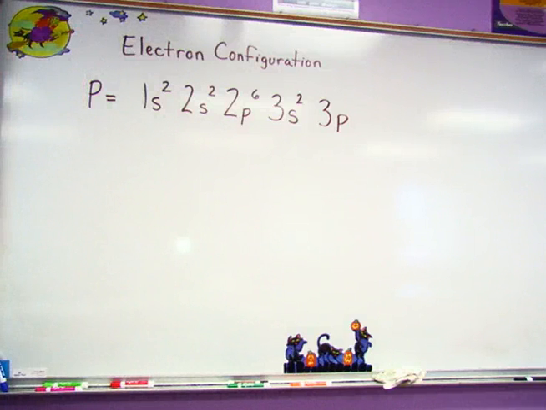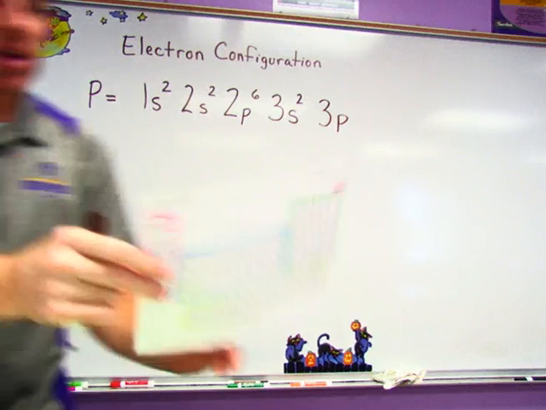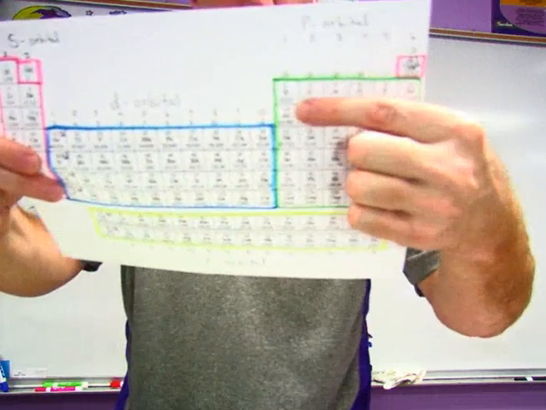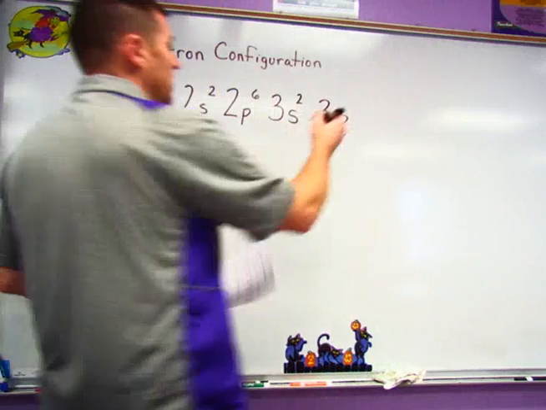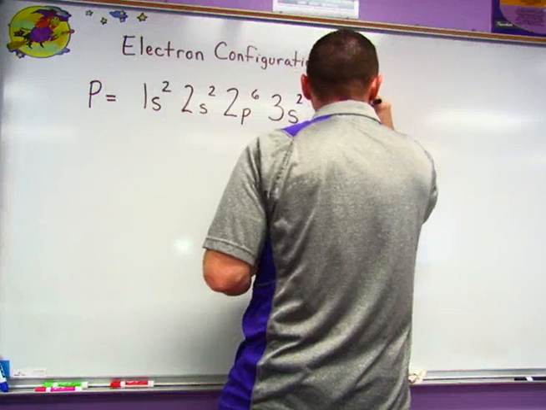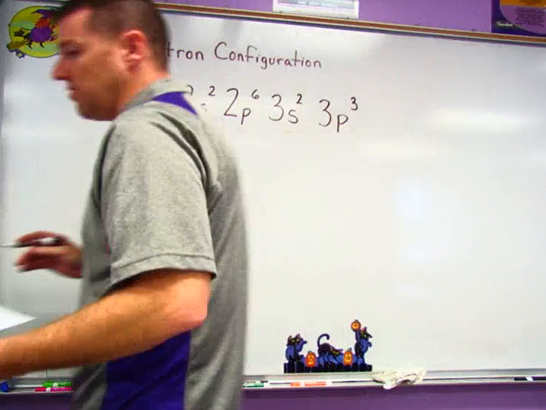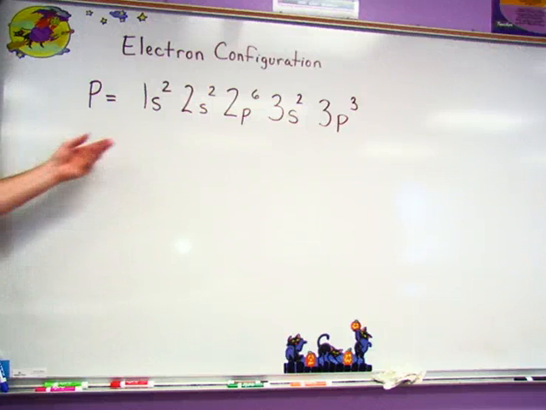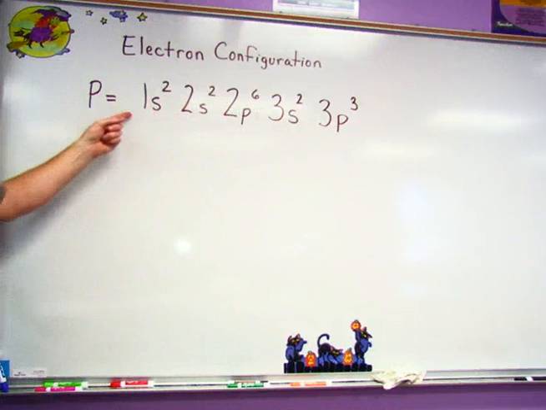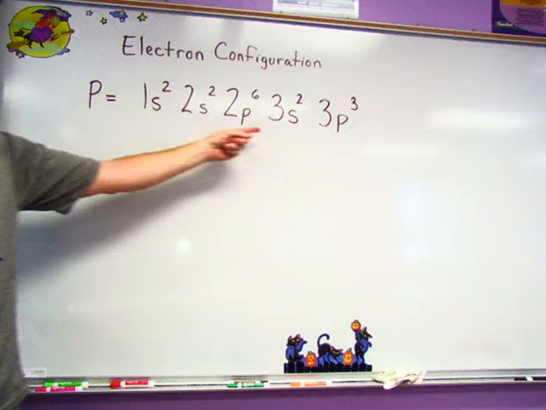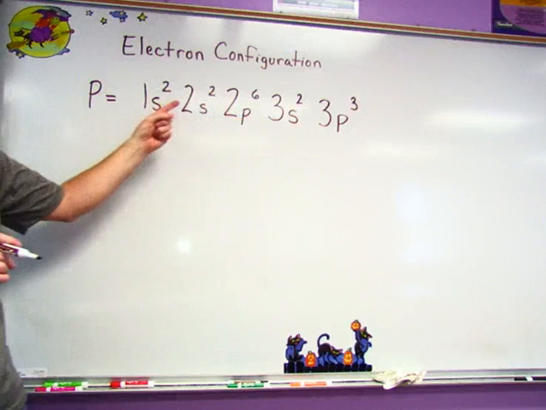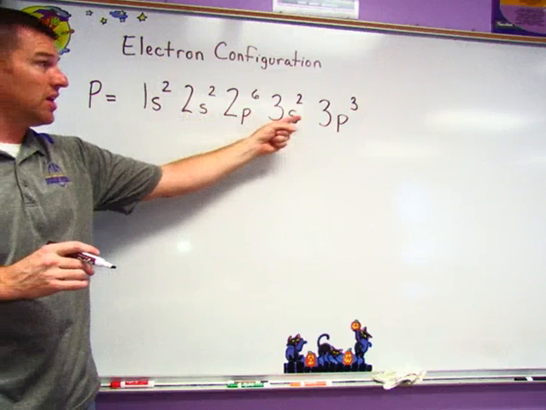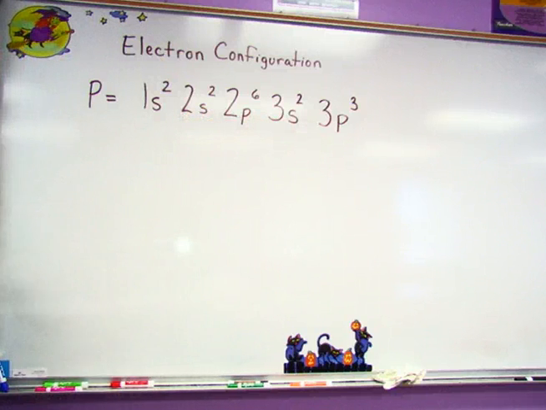You have 3 electrons left. So you'll make it over, if you look on your periodic table, you'll make it over to the p. 1, 2, 3. That's 3p3. So you're at the third energy level, p orbital, and you went 3 over. So phosphorus is located at 3p3. And these are the electron orbitals you filled up in order to get there. So this is the electron configuration: 1s2, 2s2, 2p6, 3s2, 3p3 for phosphorus.